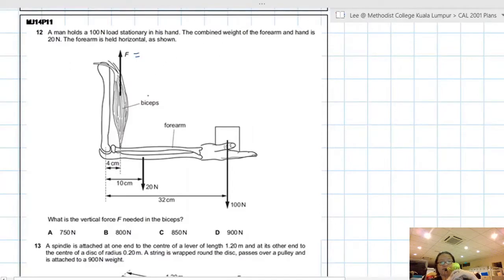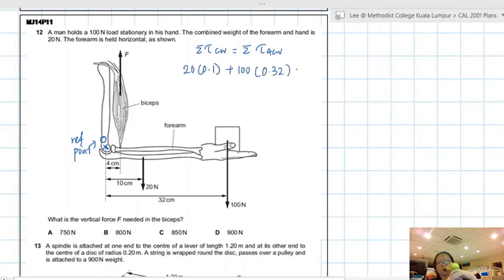Okay? Alright, now you have a guy using his bicep to hold a load, a 10 kg load. You're asked to find F, basically. So you have the weight of the forearm that the bicep needs to sustain and the weight of the load as well. So I'm going to take the elbow as a reference point and use clockwise moment equals anti-clockwise moment. So clockwise would be your 20 Newton weight of the forearm. If you relax your bicep, your forearm will fall downward.